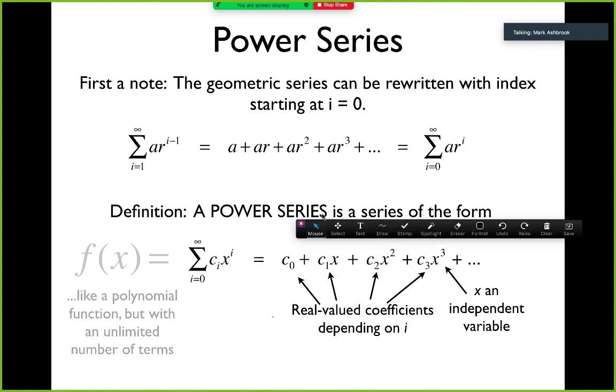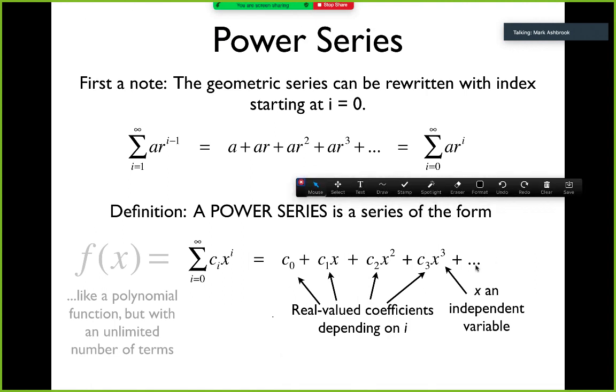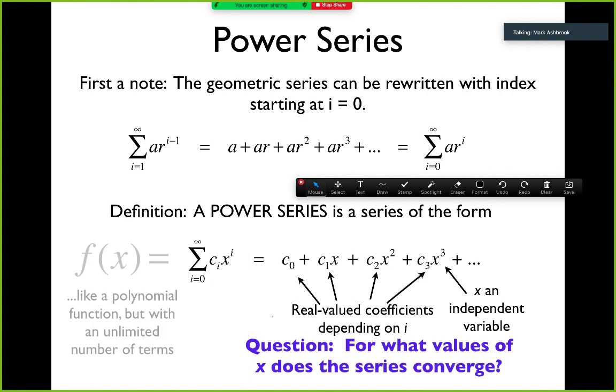I mean, isn't this thing just going to blow up, right? If you have a bigger and bigger power of x. Can it ever converge? It's about convergence. And so specifically, this is the big question about power series: for what values of x will the series converge? And subsequently, for the other values, the series will diverge.